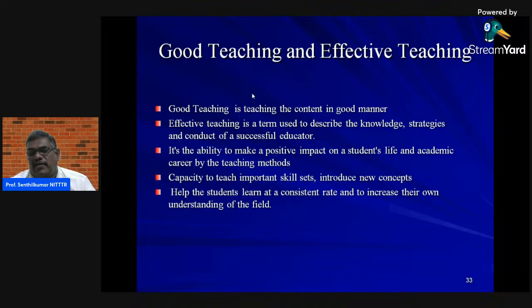Suppose in automobile engineering, you have to give a new concept: design an EV, an electric vehicle, with a new design, and help the students learn at a consistent rate to increase their own understanding of the field. Then we have to help the student understand for what purpose the student is learning and what the output of that is. These are the things you have to give for good teaching and effective teaching.